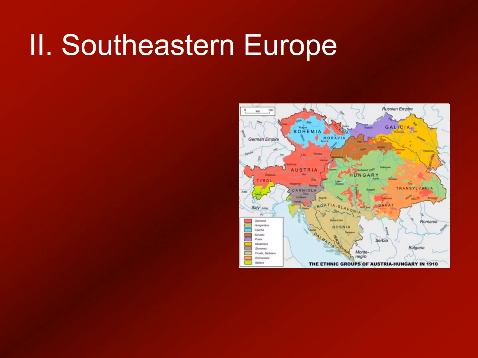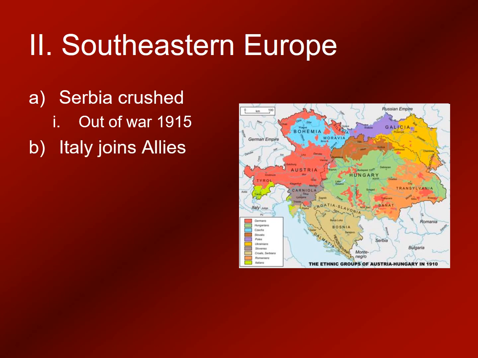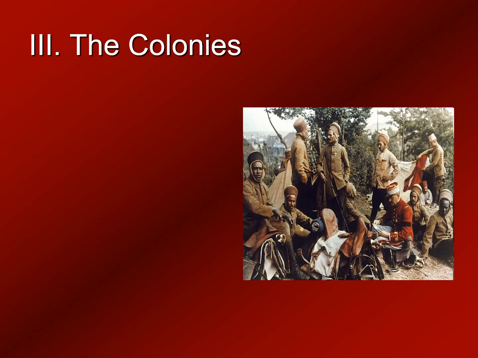Southeastern Europe, remember the Austrian Empire, where the whole thing started. Serbia is crushed and out of the war by 1915. Italy joins the Allies because they're hoping to gain some land from Austria. If you remember the old unification of Italy story, that's still part of that in a sense. They want territory from Austria. They suffer tremendous losses as well and don't gain too much. They're seen as kind of a minor player in the big powers of Europe.